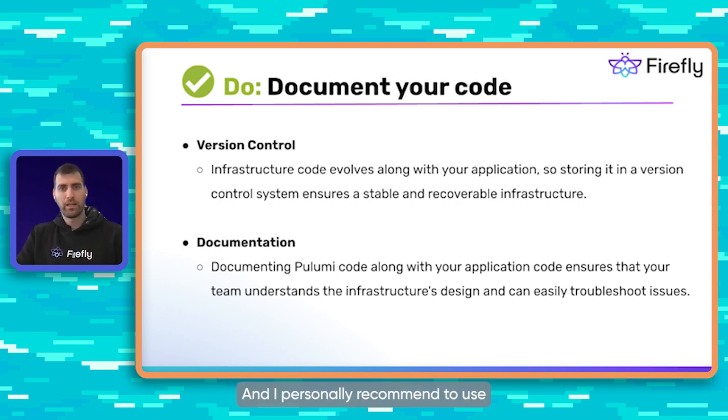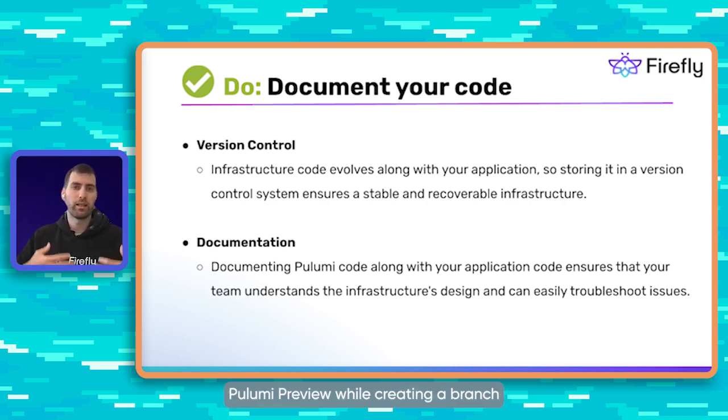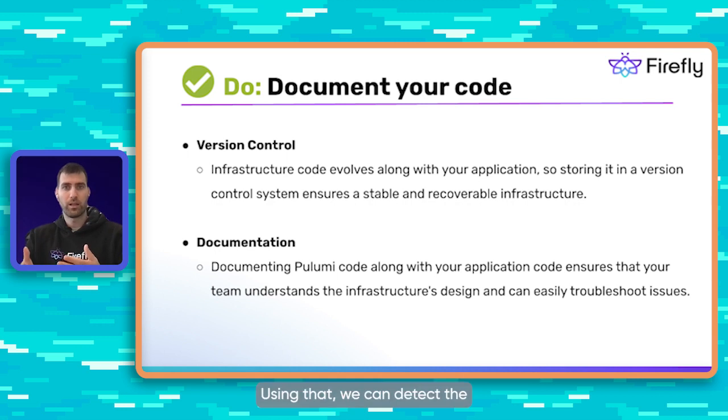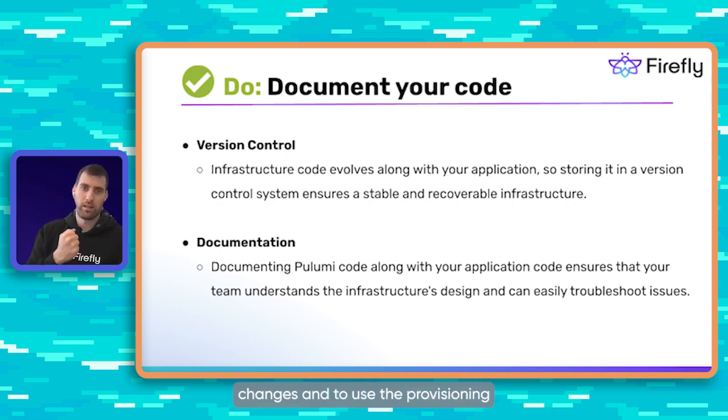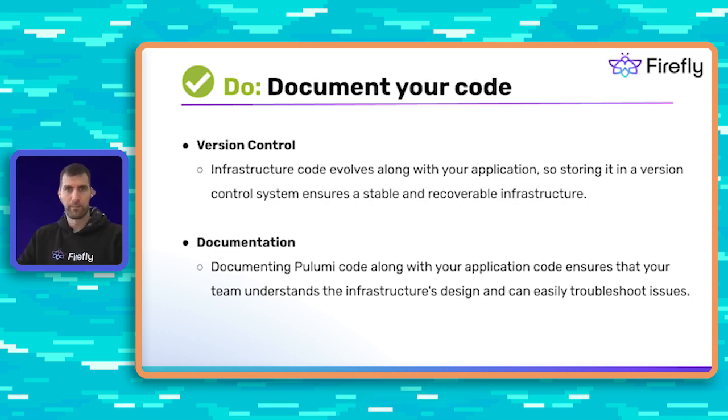And I personally recommend to use Pulumi Preview, to adopt GitOps as part of our SDLC, to run the Pulumi Preview while creating a branch, and to run the Pulumi Up while merging to master or to main. Using that, we can detect the changes and use the provisioning of Pulumi as part of our SDLC.